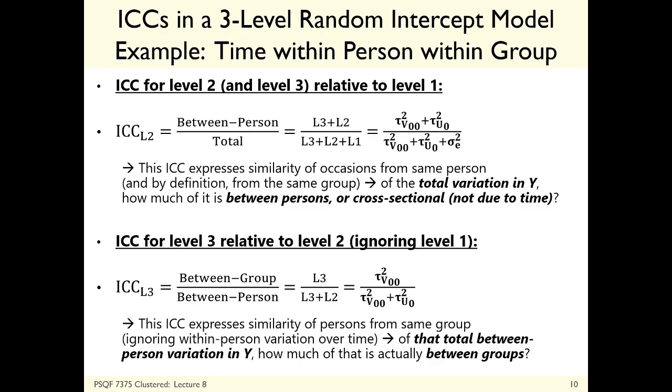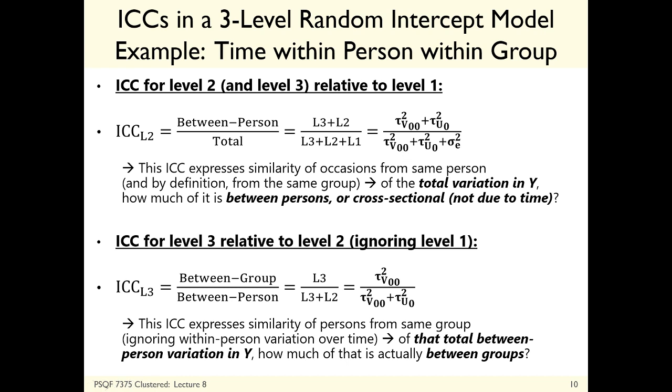Here's some equations. This is what I just said with symbols. So the ICC at level 2 is between person over total, where between person is actually 2 and 3.